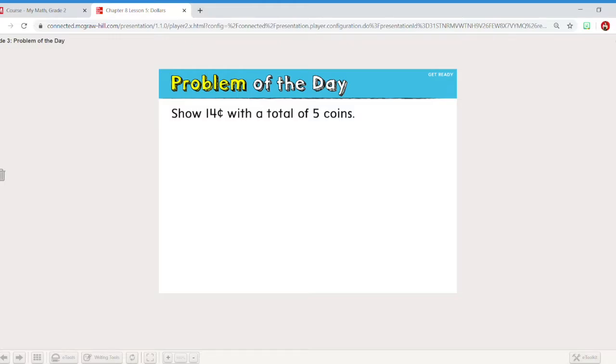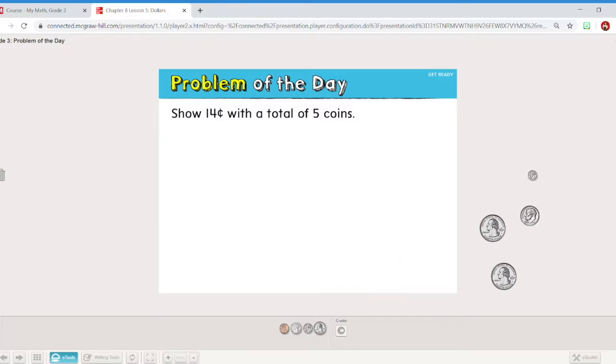So my problem of the day is show 14 cents with a total of 5 coins. This is going to take some problem solving. I'm going to solve it out with my own thinking, but if you want to solve it first and check your answer, you can pause the video and then turn it back on to check. I'm going to use coins to help me problem solve. I'm going to just make a pile in the corner because I don't know what I might want to use. I just want to be ready for anything.